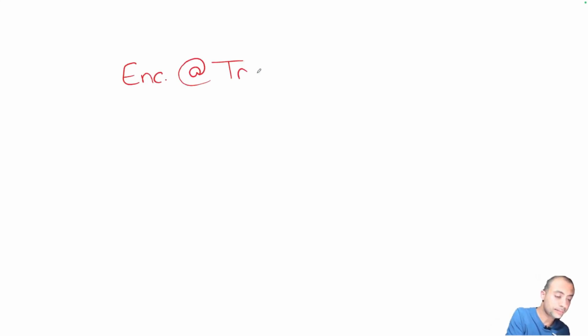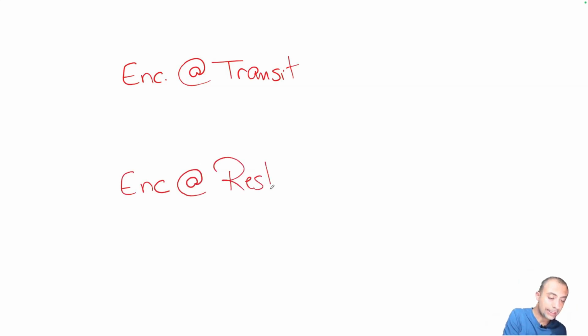So on the whiteboard, let me explain the two types of encryption and the services that can help me do this encryption. So we have two types of encryption. The first type is called encryption in transit. And the second type of encryption is called encryption at rest. Let's see the difference between these two encryption types and what service I can use in each one. First of all, encryption in transit.